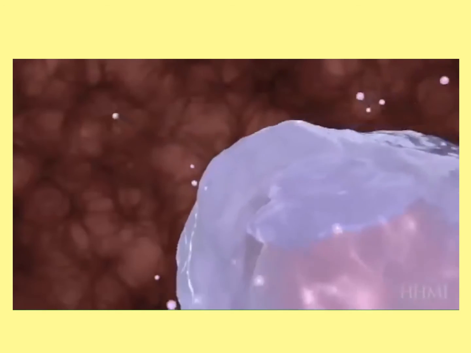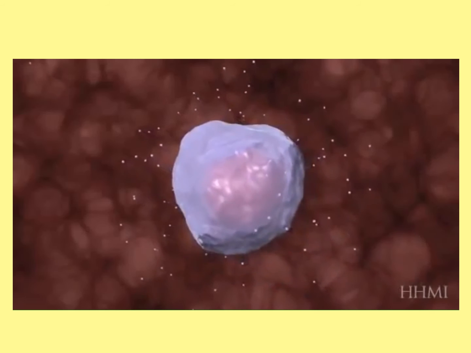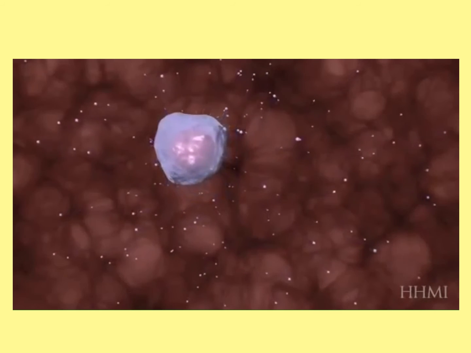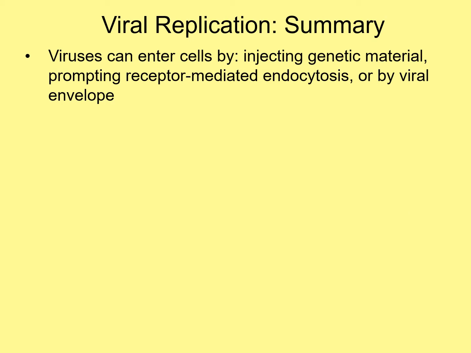Once that happens, now the cell can produce tons of viruses, and this is really what then keeps the whole process going. Okay, so to summarize how viruses replicate, and of course, again, remembering they can't do that themselves, right? They have to have a cell.